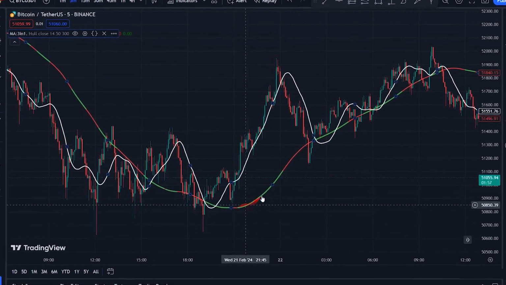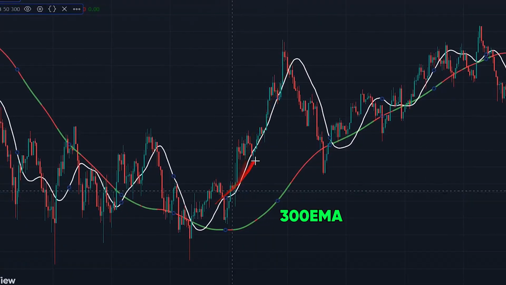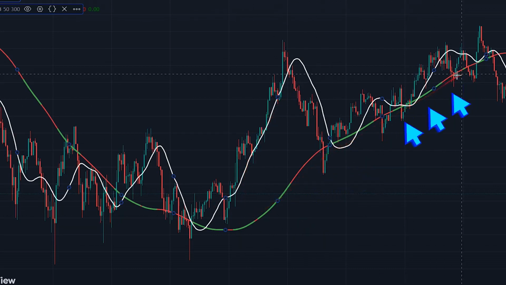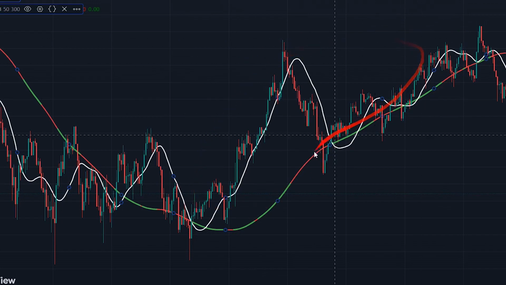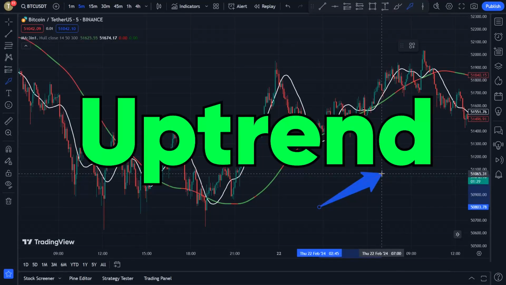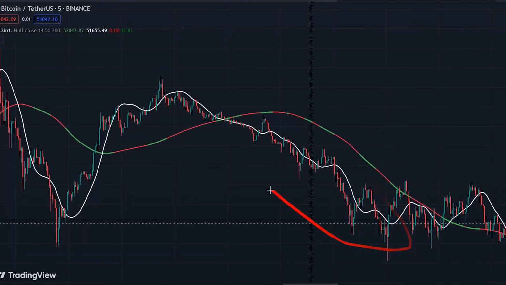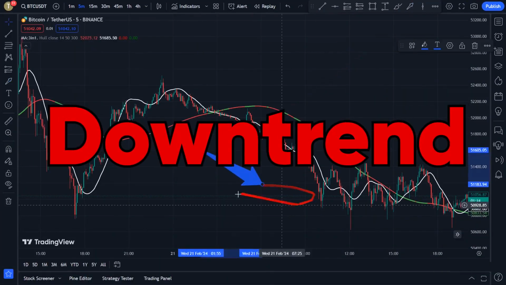As you can see, we have two EMA lines in this indicator, 300 EMA and 50 EMA. The 300 EMA line helps us a lot in this strategy and acts as a very important tool in this indicator. If the price is above the 300 EMA line, we understand that the market is in an uptrend. If price candles are below this line, we understand that the market is in a downtrend.